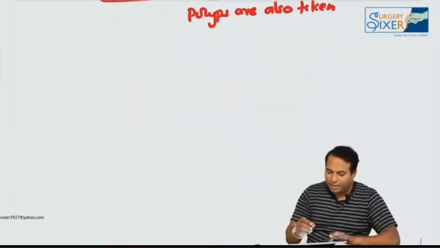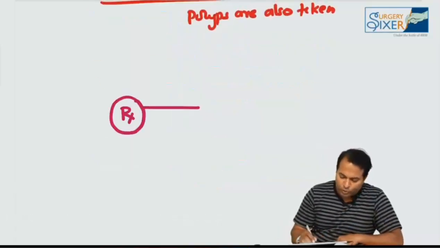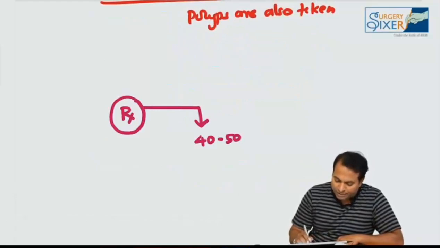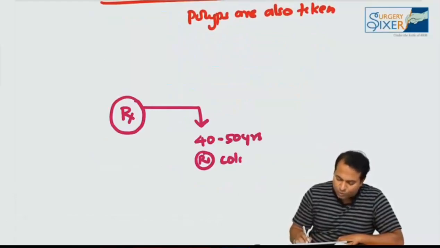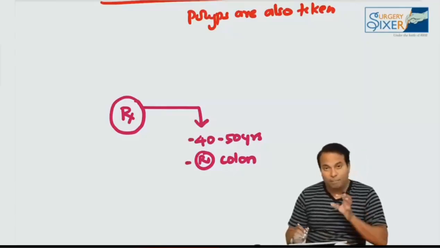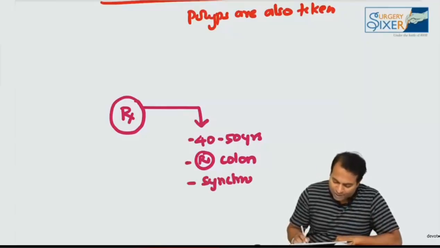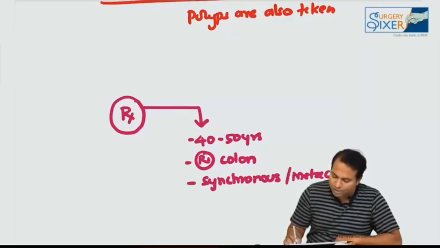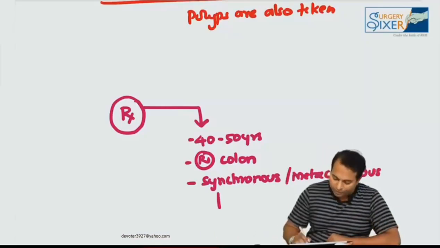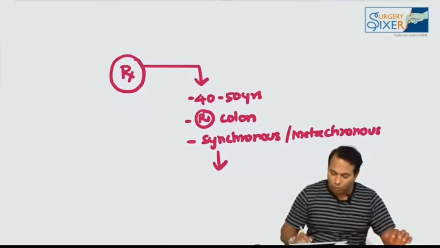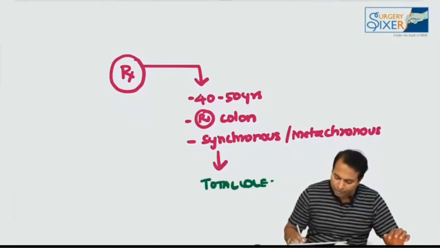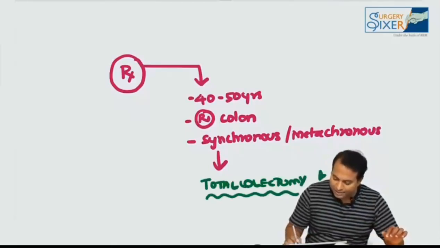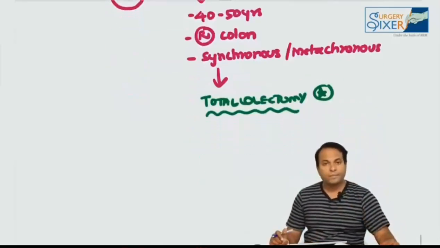So what is the treatment of HNPCC people? Usually they develop cancer at around the age of 40 to 50 years, and they are right side colon cancers. Usually they may have synchronous as well as metachronous cancers. So for such patients, once they develop cancer, at that time you should go and do total colectomy for these guys.